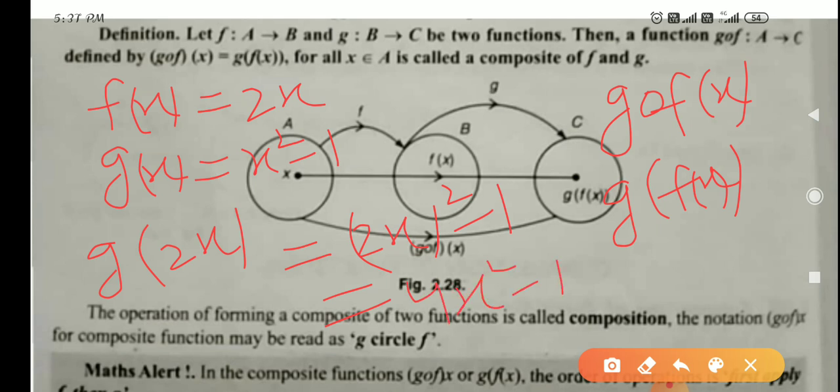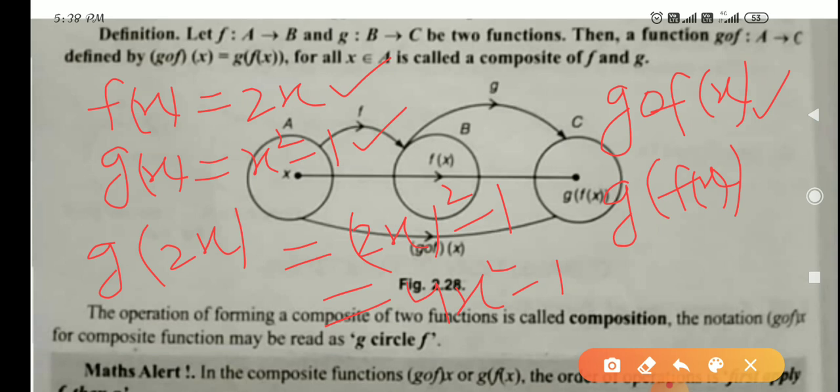Now try to understand. f(x) was given 2x, g(x) is x squared minus 1. We had to make a composite function gof(x). gof(x) means g(f(x)), means first apply f then apply g. Pay attention on this point.